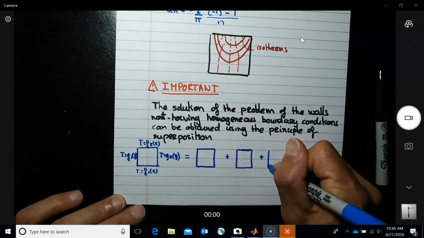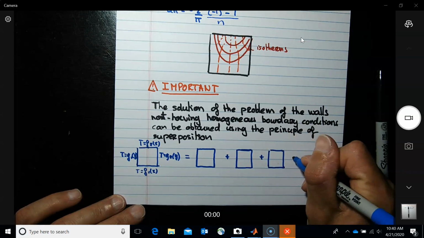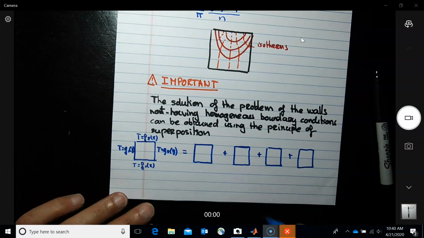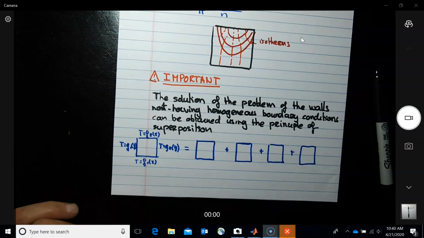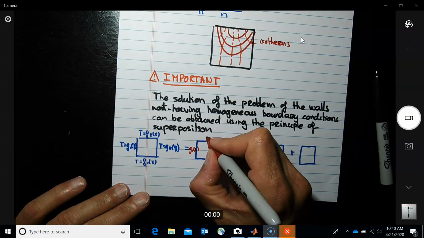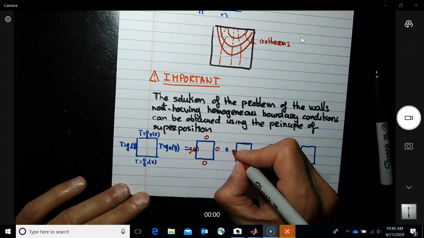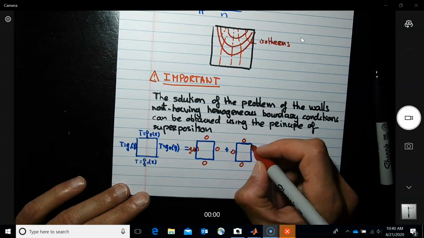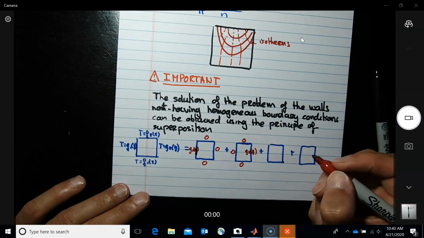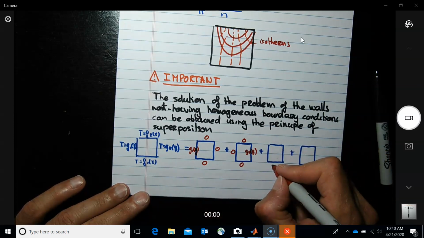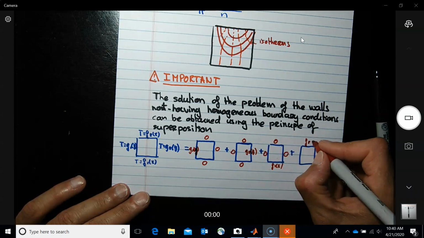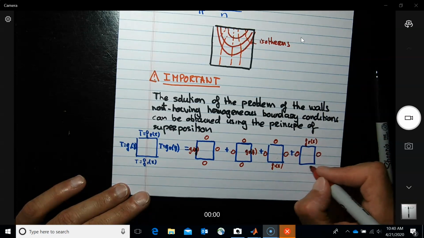So the way to go around this problem is to break it into smaller problems. In this case, you can put here g1 of x and then use 0, 0, 0. You can put 0, 0, 0, and here g2 of y. Then when you do the same thing with f, you can put here f1(x) and 0, 0, 0, and here f2(x) with 0, 0, 0.